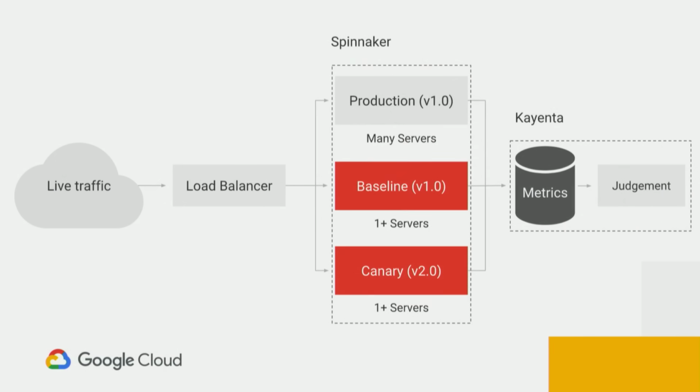Spinnaker's role is to set up the canary such that Kayenta can perform judgments on that data. For example, here we have a baseline which is running exactly the same production code or configuration that the main production system is running, and the canary is running the new change. It could be a configuration change or it could be a code change. And Spinnaker will call upon Kayenta one or more times during some time window to perform judgments on how healthy that canary is in relation to the other.